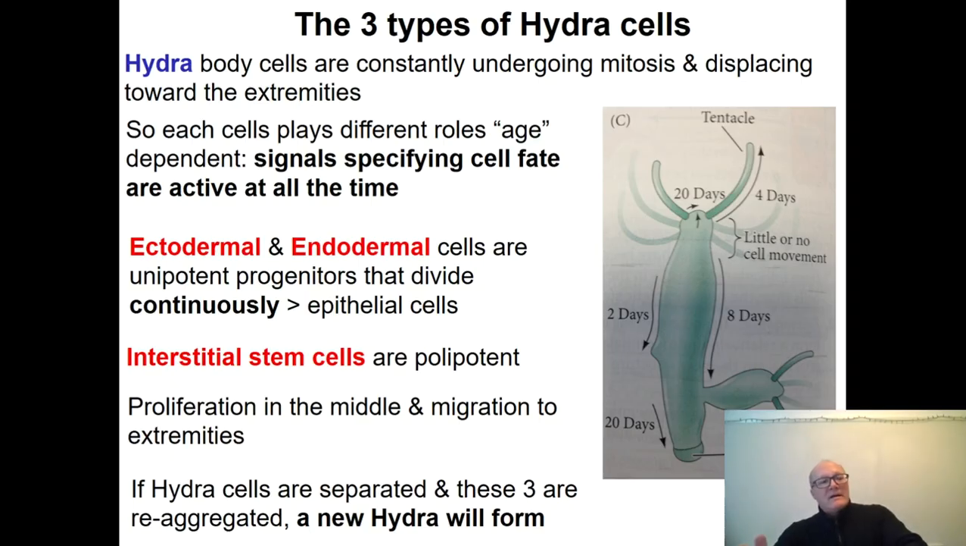The ability of Hydra to repair damage is so powerful that if we take a Hydra and we separate all the cells chemically, and then we take some of the ectodermal, some of the endodermal, and some interstitial cells, and we put them together in a petri dish, these three types of cells will reorganize themselves to develop a new Hydra. So Hydra is almost immortal, if you want, unless it is eaten.